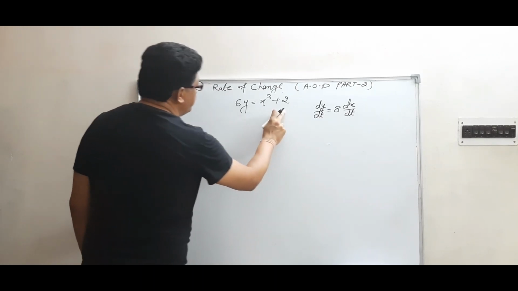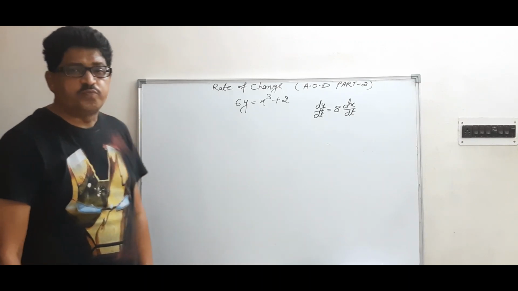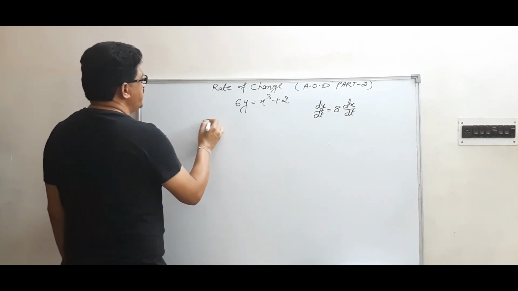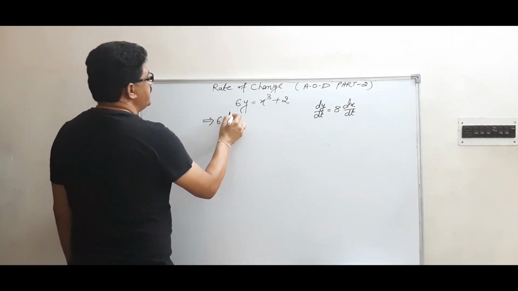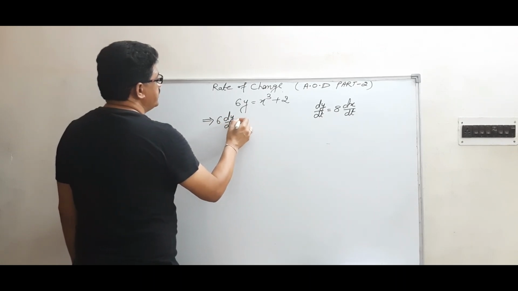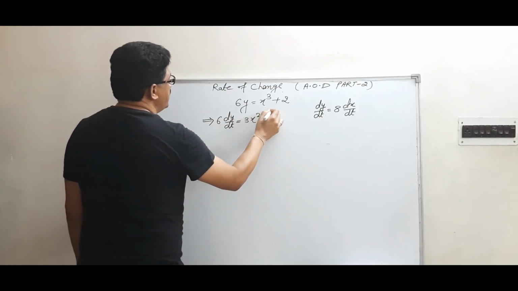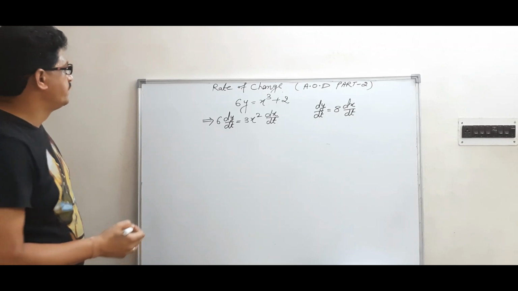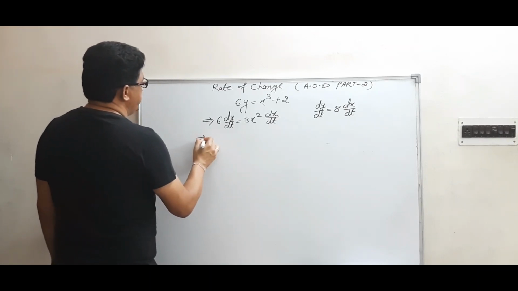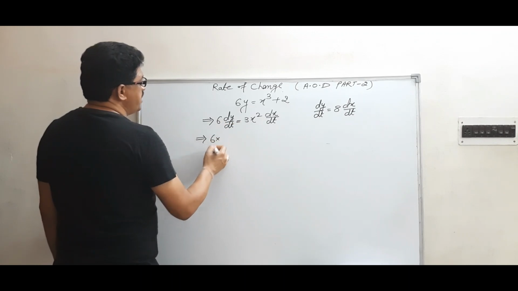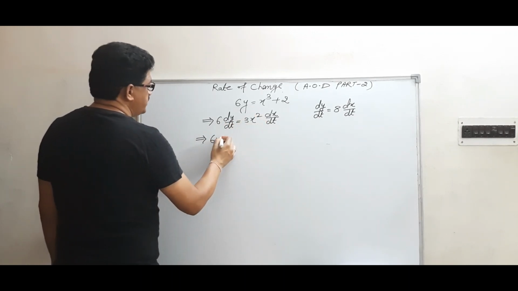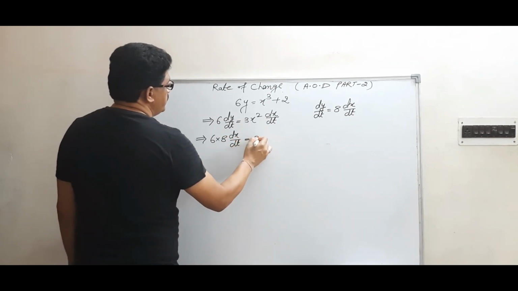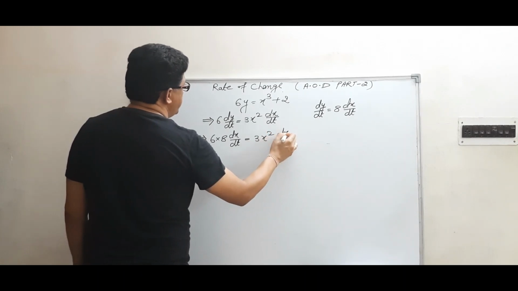And relation in x and y is given, 6y is equals to x cube plus 2. So now you differentiate with respect to t. 6 dy by dt is equals to 3x square dx by dt. Six dy by dt is 8 dx by dt, so 6 times 8 dx by dt is equals to 3x square dx by dt.